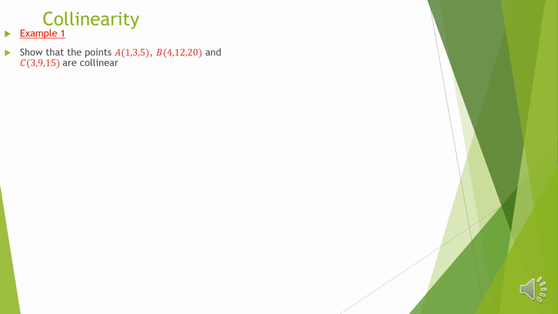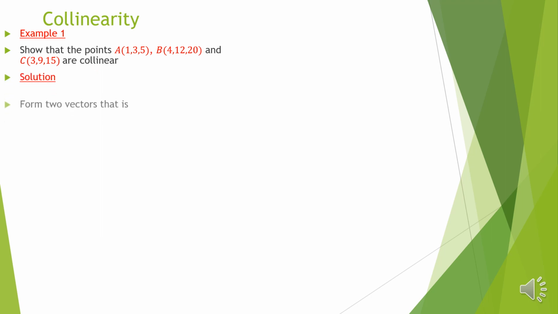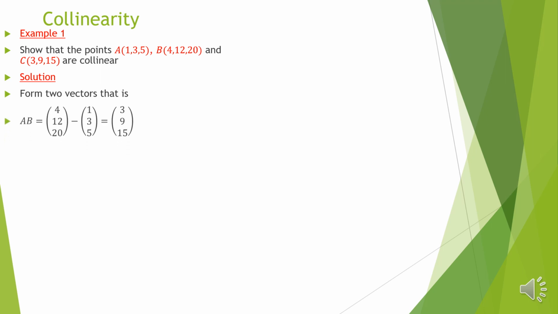Consider this example one, which says that show that the points A, B, and C with the given coordinates are collinear. Now, to proceed with this one, we first of all need to form two vectors. The first vector I want to form is AB, which simply means B minus A. So if I want to get this vector AB, I'll take B minus A, which will be 4, 12, 20 as a column vector, and then A will be 1, 3, 5. By subtracting the two, I'm getting 3, 9, 15.